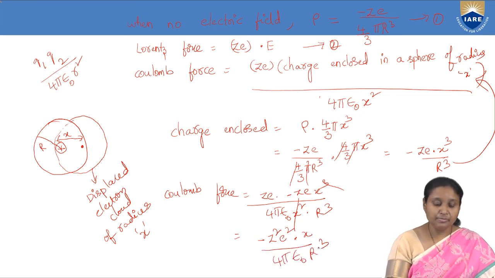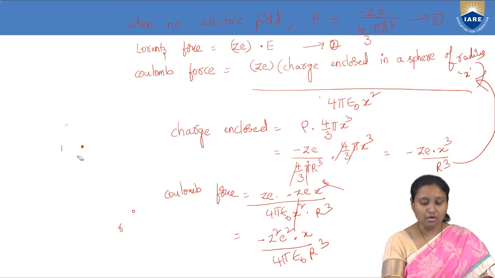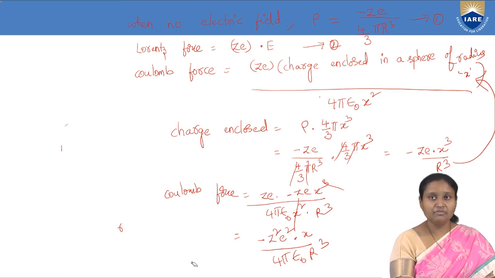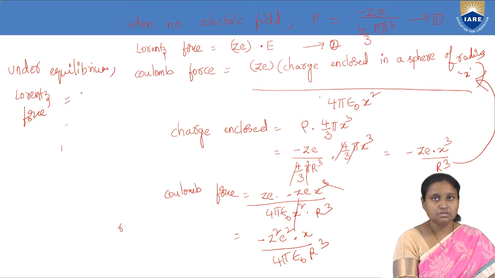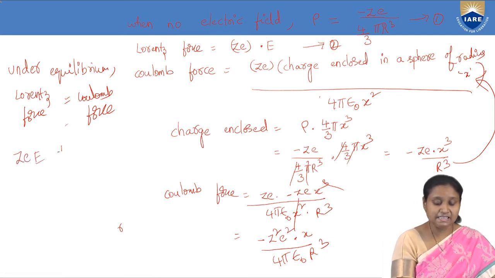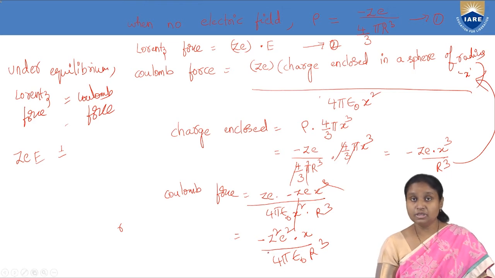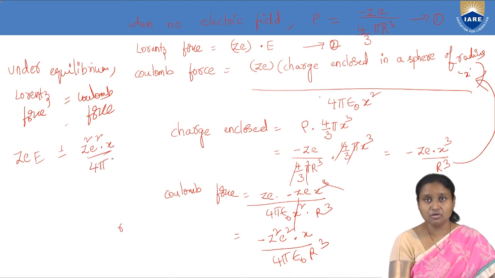Now we'll come to the equilibrium condition. We know that under equilibrium condition, our Lorentz force and Coulomb force are equal and opposite. So under equilibrium, we have to balance these two forces. So here the Lorentz force is equal to the Coulomb force, and they are equal and opposite. So we have our Lorentz force as ZeE, and this is minus, but they balance each other, so equal and opposite. So magnitude wise, if I take it, Z square e square x by 4 pi epsilon naught r cube.